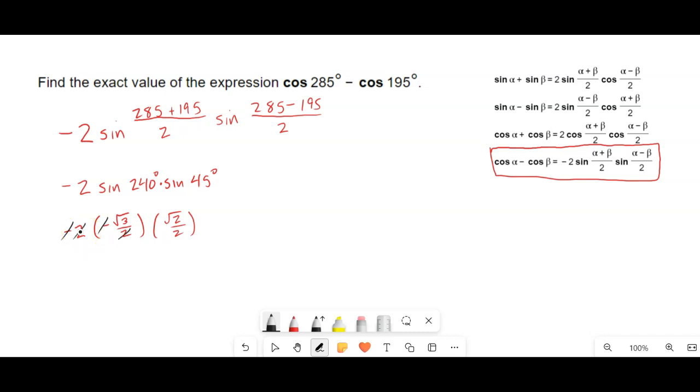Alright, negative times a negative is a positive. 2 and that 2 cancel. And we got a square root of 3 times the square root of 2, which is the square root of 6. On the bottom we have just a 2, so we get the square root of 6 over 2 is the exact value of that expression.